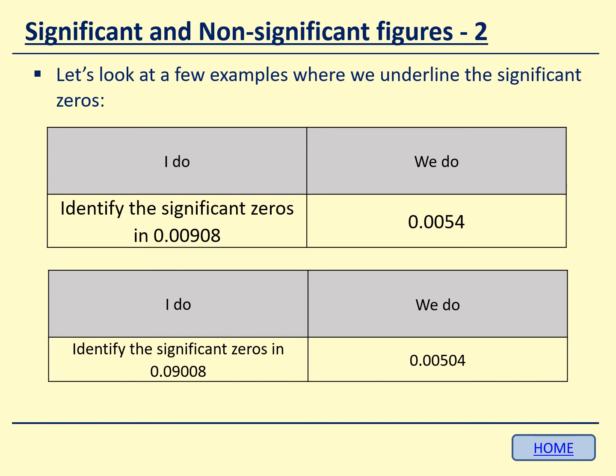Now I'm going to identify the significant zeros in 0.00908. There's only one of them, and it's the one between the 9 and the 8. And likewise, the significant zeros in the next I do, 0.09008, are the ones between the 9 and the 8. Stop the video and you have a go at the next two.